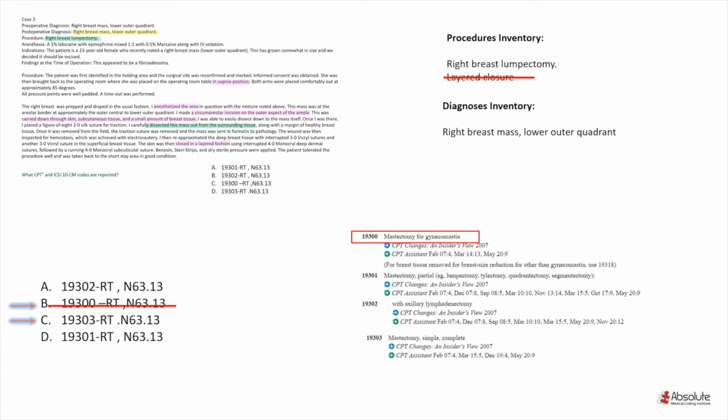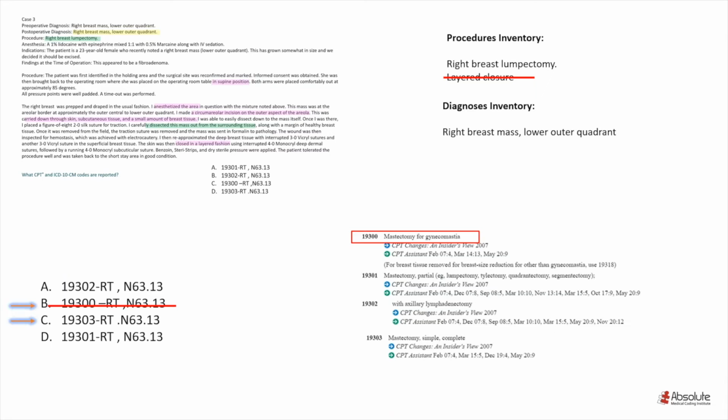Here we go. Let's look at option C, 19303 RT. Let's go ahead and look into the code language. It is coding for mastectomy, simple, complete. Well, this won't be a correct answer either, because in 19303, the surgeon will be removing the entire breast, nipples, and the skin surrounding the nipple.